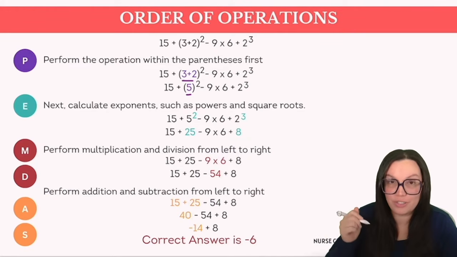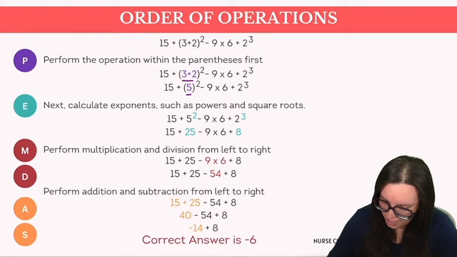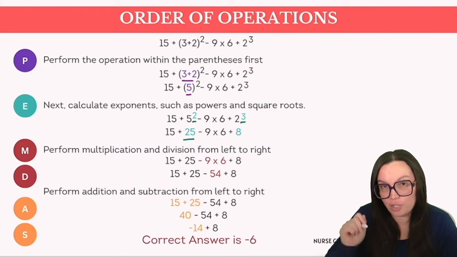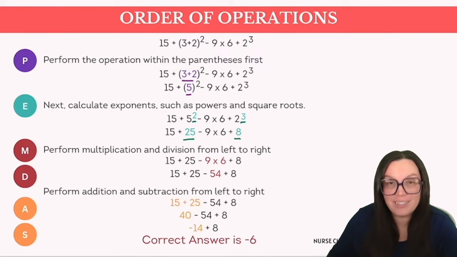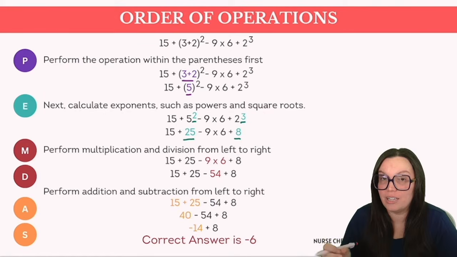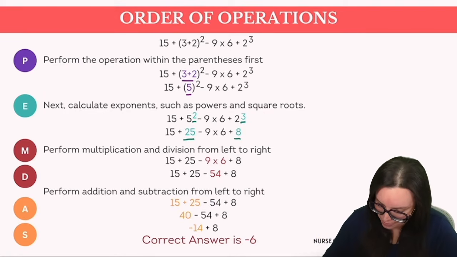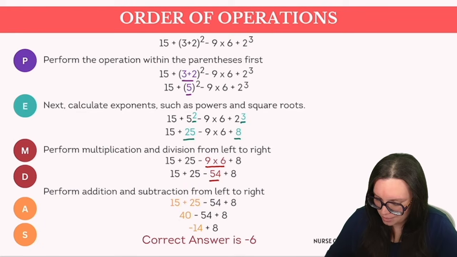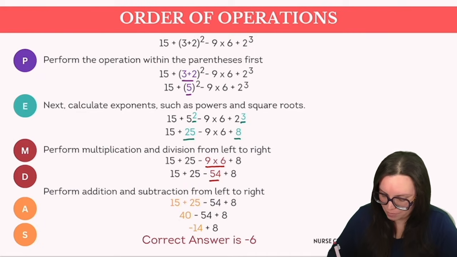That's our powers and our square roots. So we have two exponents here. We have 5 raised to the power of 2 and 2 raised to the power of 3. 5 raised to the power of 2 is going to give us 25, and 2 raised to the power of 3 is going to give us 8. Now we're going to perform our multiplication and division, moving from left to right. So as we can see here, we only have one multiplication, and that is 9 times 6. So 9 times 6 is going to give us 54, and that'll end that portion of PEMDAS.